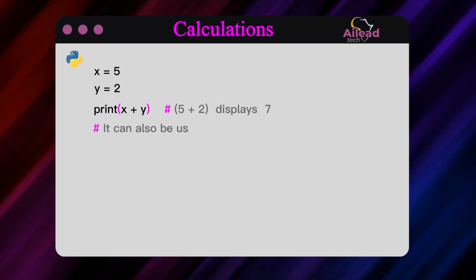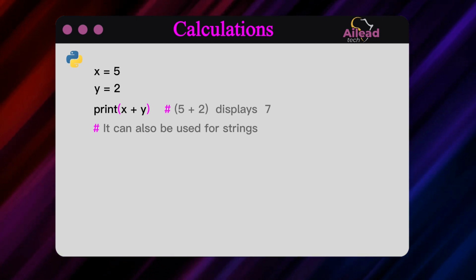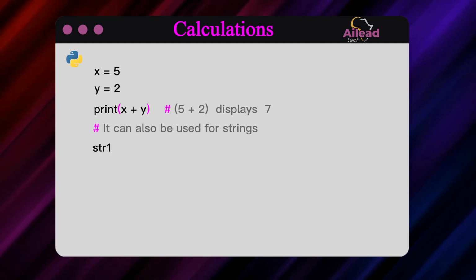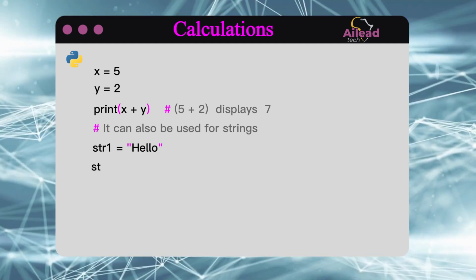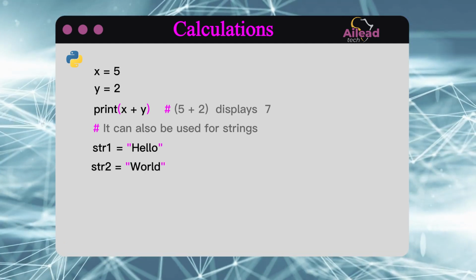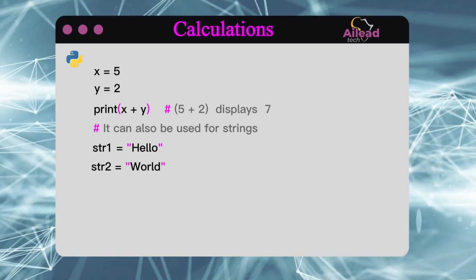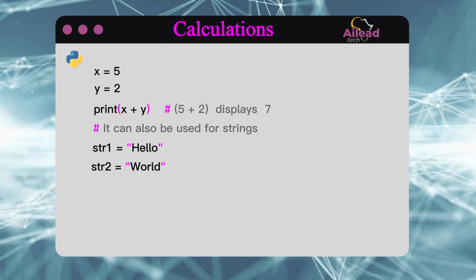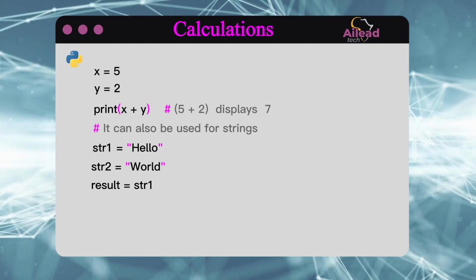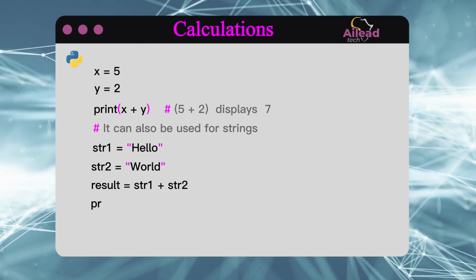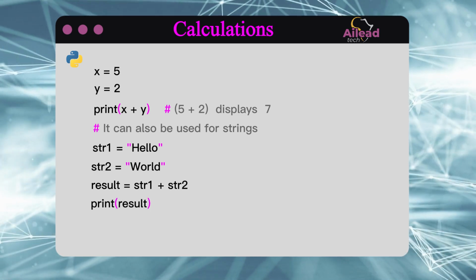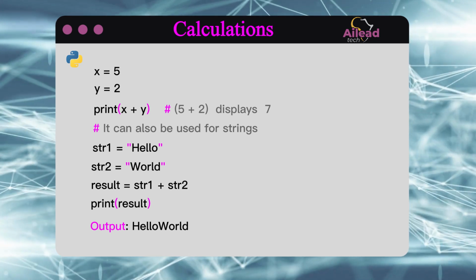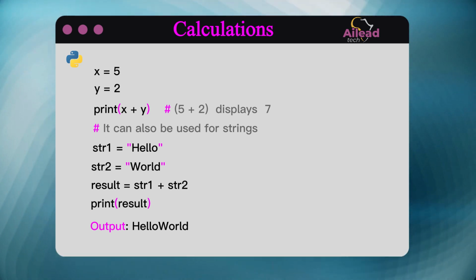It can also be used for strings. Let's start by declaring two string variables. str1 equals hello. str2 equals world. Now, let's try adding these two strings together using the addition operator. Let's type result equals str1 plus str2. Then let's type print result. It will output hello world. As you can see, the addition operator concatenates the two strings together.